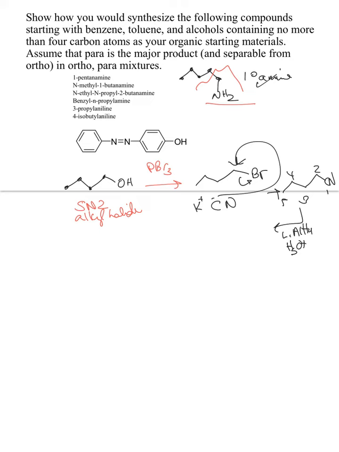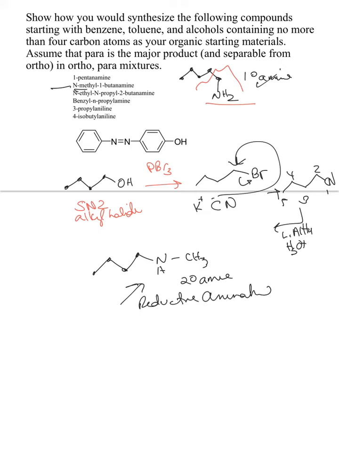Okay, the next problem is butamine. So let's go ahead and write 4 carbons. On the 1 you have NH2, and not really NH2 because you have an N-methyl. So go ahead and write the N-methyl, and that makes that a secondary amine. So to make secondary amines, I would think reductive amination.